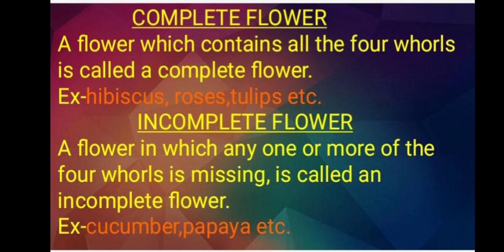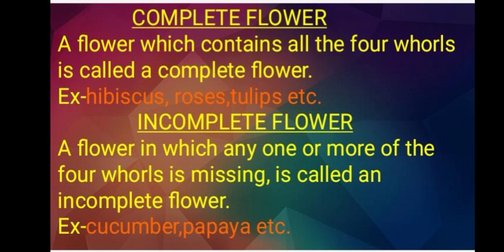Let's see two new terms here. First one is the complete flower. A flower which contains all the four whorls is called a complete flower. Example, flowers of hibiscus plant, rose plant, tulips, etc. are complete flowers.